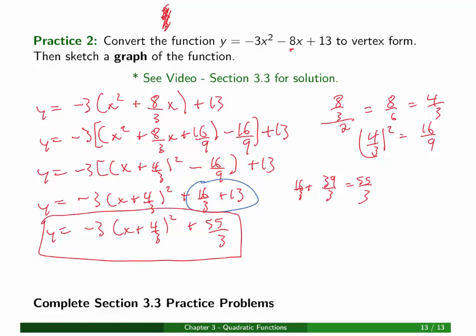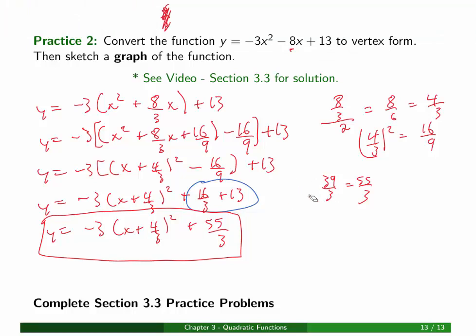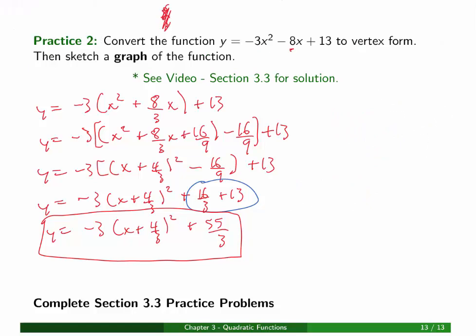Looks ugly, but hey, that's what happens. Not everything's pretty, right? Most things aren't pretty, actually. Most things aren't, right? Because the real numbers is a continuous line, it's very difficult to actually land on whole numbers and integers.